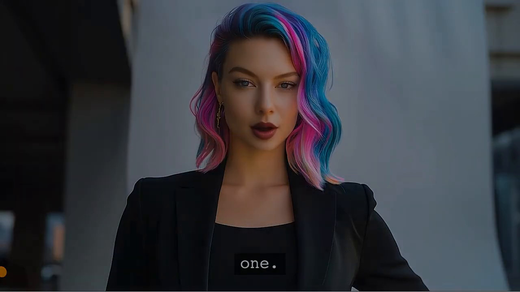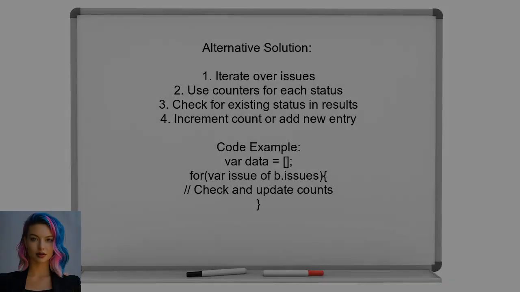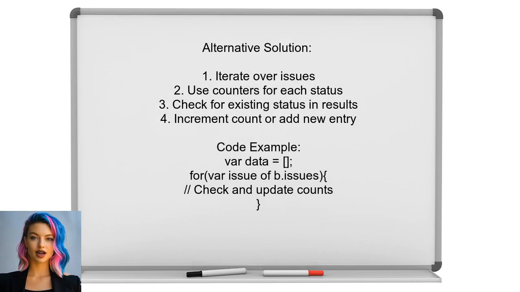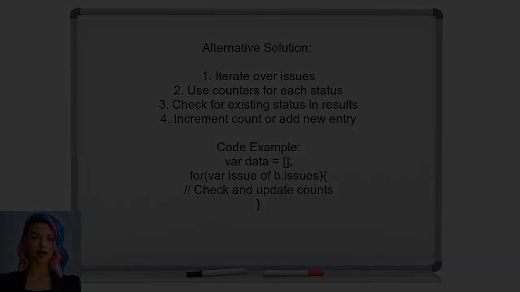Let's take a look at another one. An alternative solution suggests iterating over the issues and using 2 counters to keep track of each status type. The user creates a temporary object for each status and checks if it already exists in the results array. If it does, they increment the count. If not, they add a new entry.